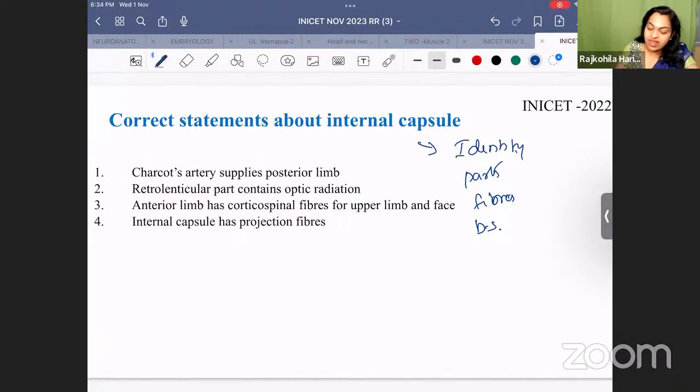Now, correct statements about the internal capsule. What are all the correct statements? Charcot's artery supplies the posterior limb. Yes or no? It's a branch of the middle cerebral, right? So yes.